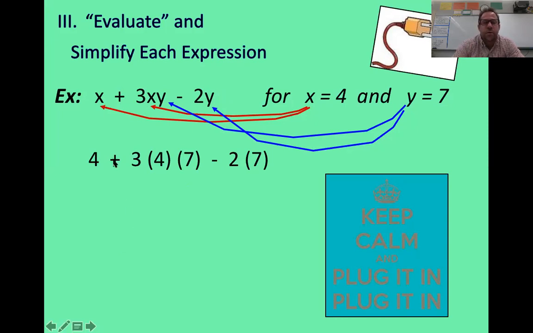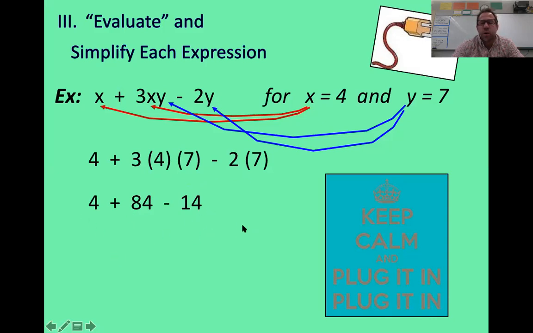This is an addition, but this is multiply and multiply. This is a subtraction, but this is a multiply. So I need to multiply these together first. 3 times 4 is 12, so 12 and then times 7. And then over here is 2 times 7. So 12 times 7 becomes 84, and 2 times 7 is 14.